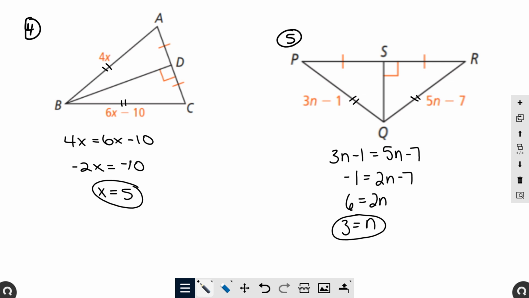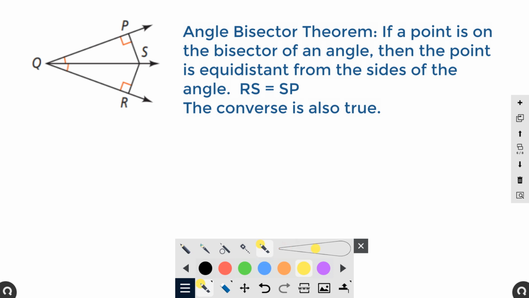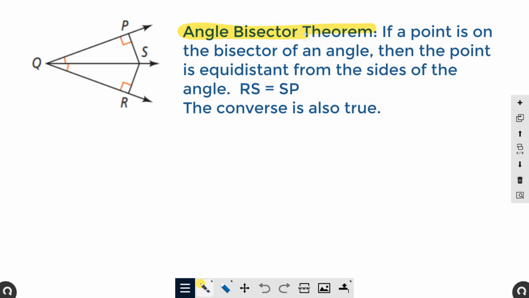All right, last index card we're going to do. And then we have 2 examples that we're going to do, and then you guys will have time to work on your homework. So our last index card says angle bisector theorem. So write angle bisector theorem on the front, and then you can put everything else on the back. The picture can go either on the front or back, whichever one that you choose.